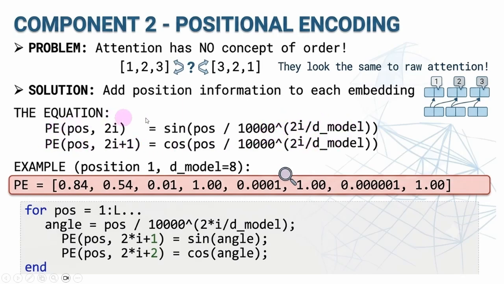For position 1, the encoding is 0.84, 0.54, 0.01, 1.00, and for position 2 it's different. When we add this to the embedding, each position gets a unique signature. The model can learn to use these patterns to understand order. In our code, we precompute the positional encoding matrix once and then add it to the embedded sequence.